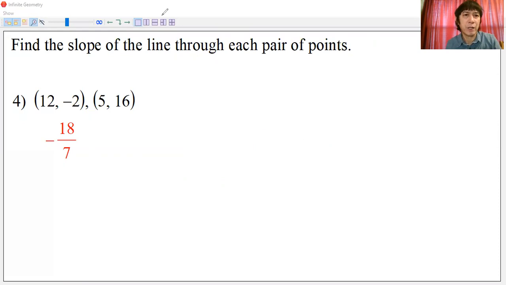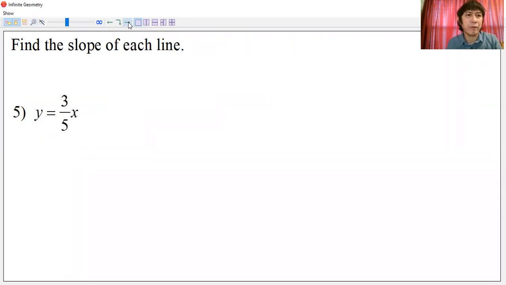Okay, what do we have for the next? Number 5. Find the slope of each line. Okay, the next example, we don't have 2 points. We're presented with an equation, all right? And you'll have to recognize the type or format of the equation. Now, this looks like the slope-intercept form. Now, the slope-intercept form has this form.